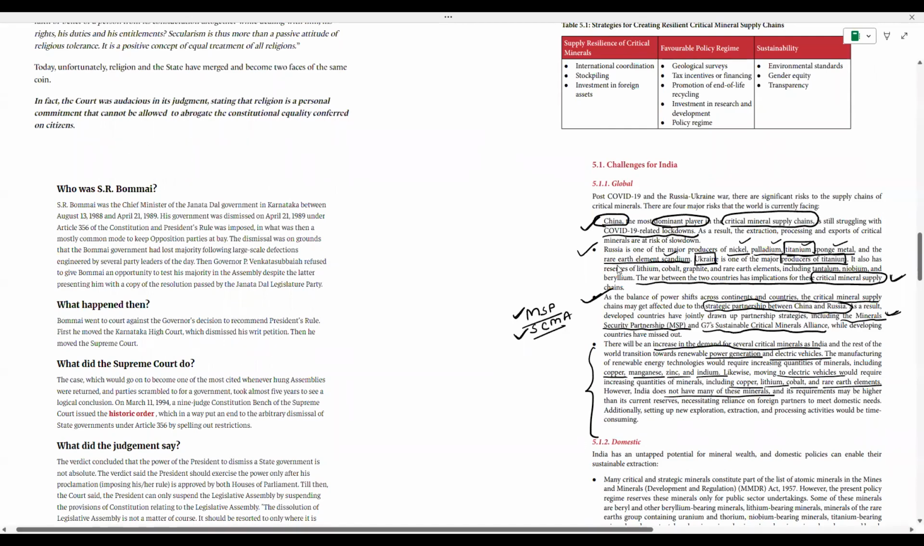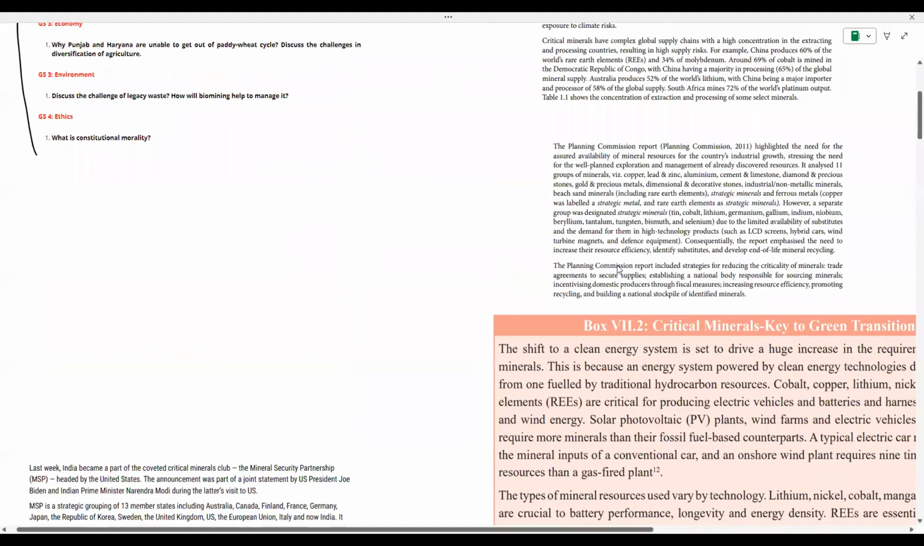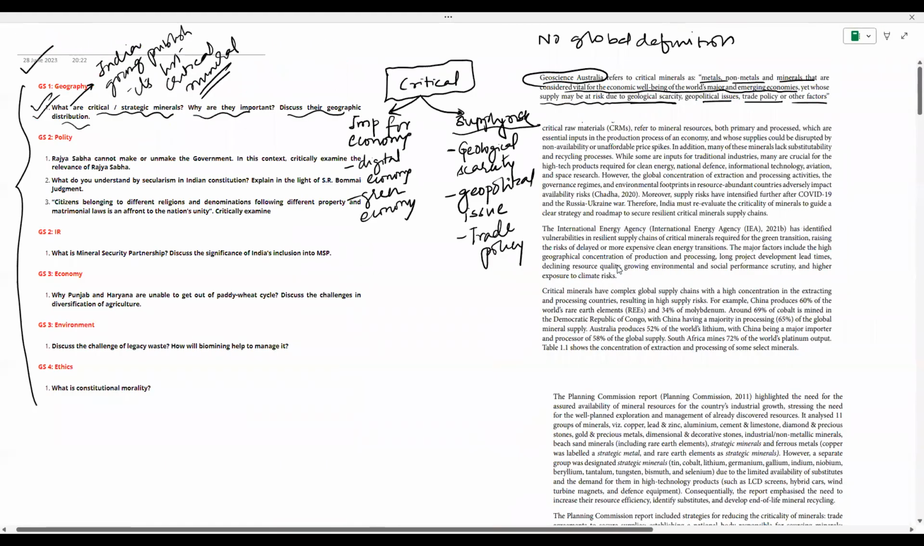What are the challenges? Guys, does anyone have any issue? Okay, so let us see why they are important. Now let us see something else.